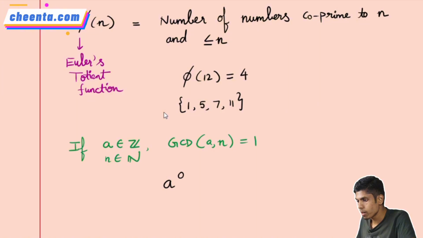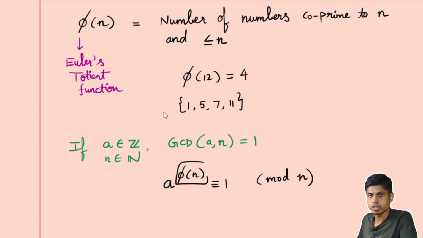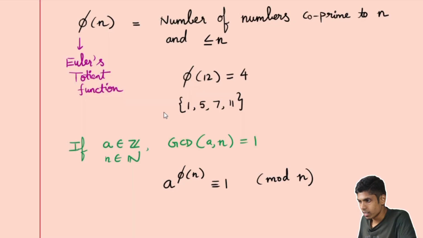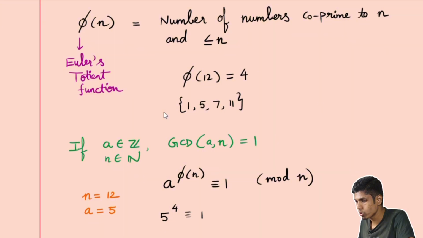Then it turns out a to the power phi of n is congruent to 1 mod n, where phi is the function we just studied. Isn't that quite interesting? Let's see this with an example. We are not going to substantiate it. Consider a number coprime to n. Let's say n is 12 and the number coprime to 12 would be 5. So Euler's theorem applied on this would be 5 to the power 4 congruent to 1 modulo 12.